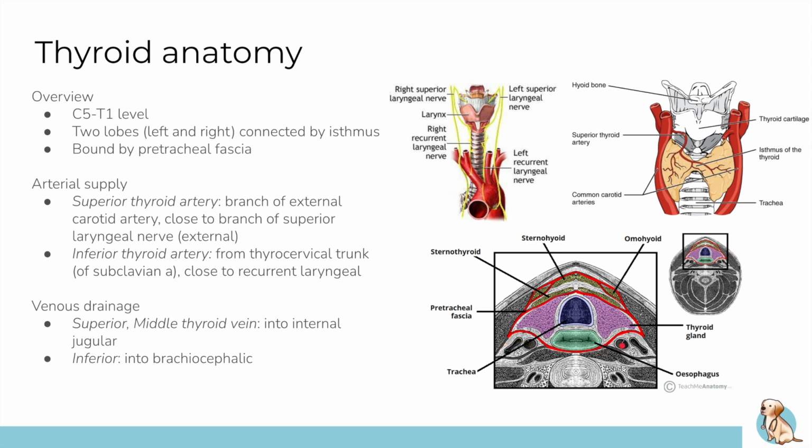And so the thyroid is anterior to the trachea and the larynx, and it's deep to the sternothyroid and sternohyoid muscle. It is very highly vascularized, so it's supplied by the superior and inferior thyroid artery and drains to the superior, middle and inferior thyroid veins. It's also very close to the left recurrent laryngeal nerve. And you might remember this from your cardio lectures last year, but damage to this nerve can cause hoarseness.